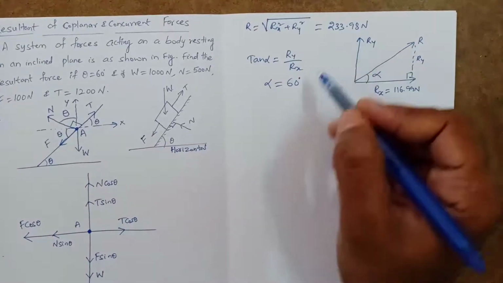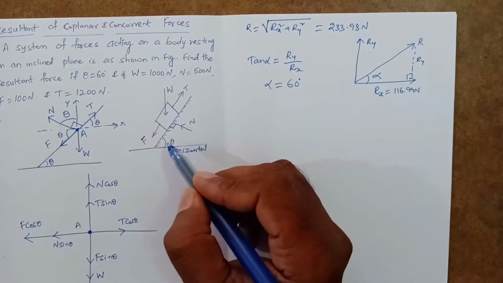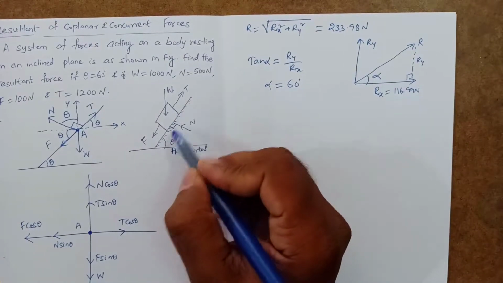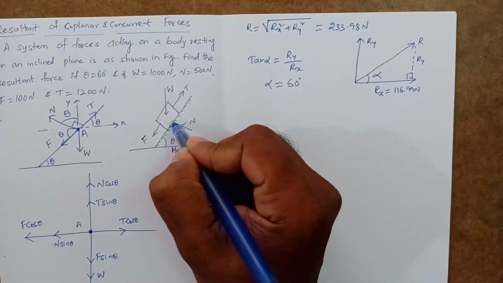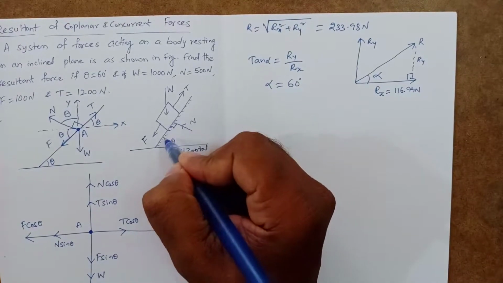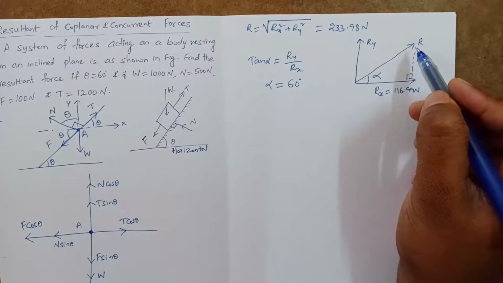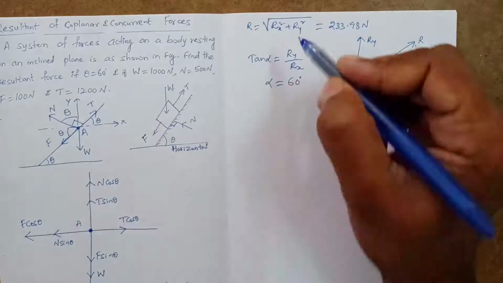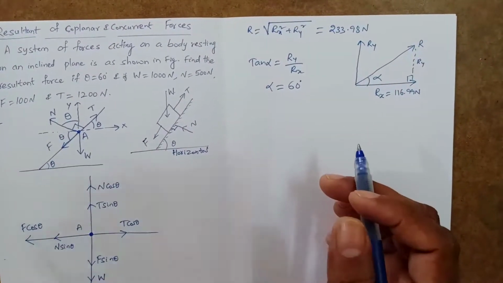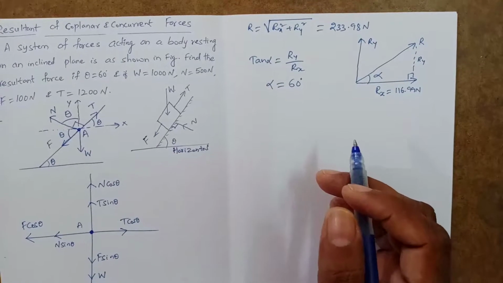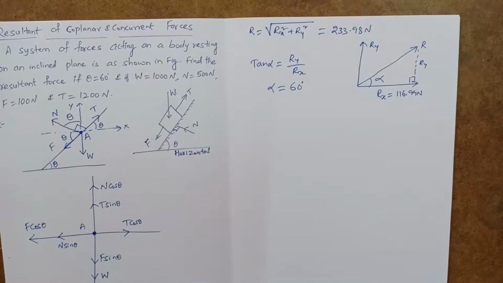So magnitude and direction. Here alpha is 60 because the inclined plane is making an angle 60 with the horizontal, and the resultant force also makes an angle 60 with the horizontal, which means this resultant force R is along the inclined plane. This is the usual method, but when we have inclined plane problems, it is better to resolve the forces along the inclined plane and normal to the inclined plane.